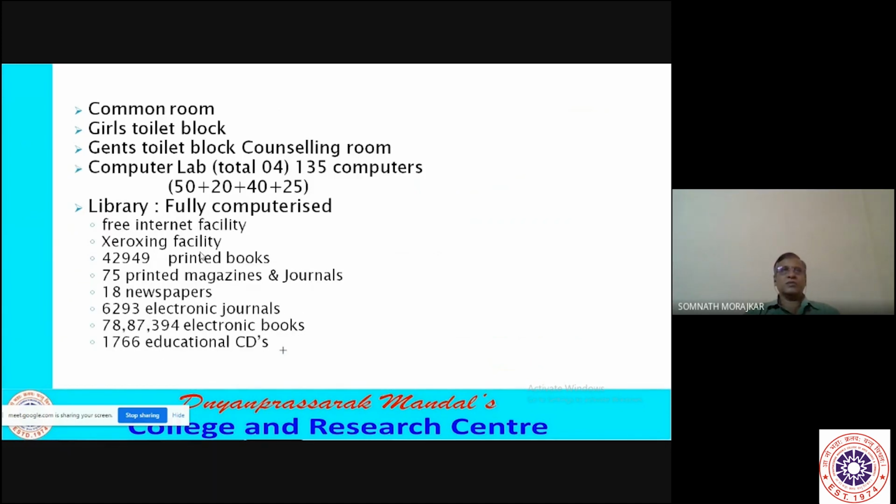Beside this staff room, the staff rooms for the science teachers are situated next to the respective laboratories. Then in the main building, you'll find the common room for the girls, which is also attached with the girls' toilet block, whereas the gents' toilet block is situated behind the main building.